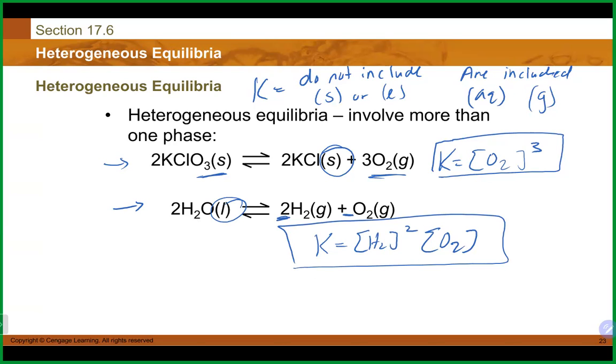Now, if you happen to have, for example, maybe a liquid or a solid on this side, but something that's, say, aqueous on that side, if you were to write the K, it would be 1 over your reactants. So if you happen to have just something on the reactant side only, that should be included, but nothing on the product side, you just do 1 over the reactant side and you'd be okay.